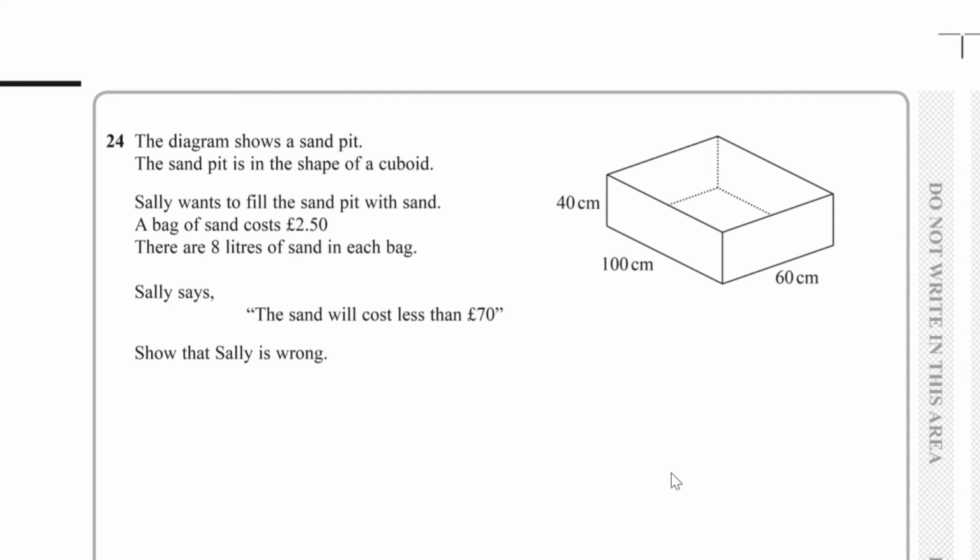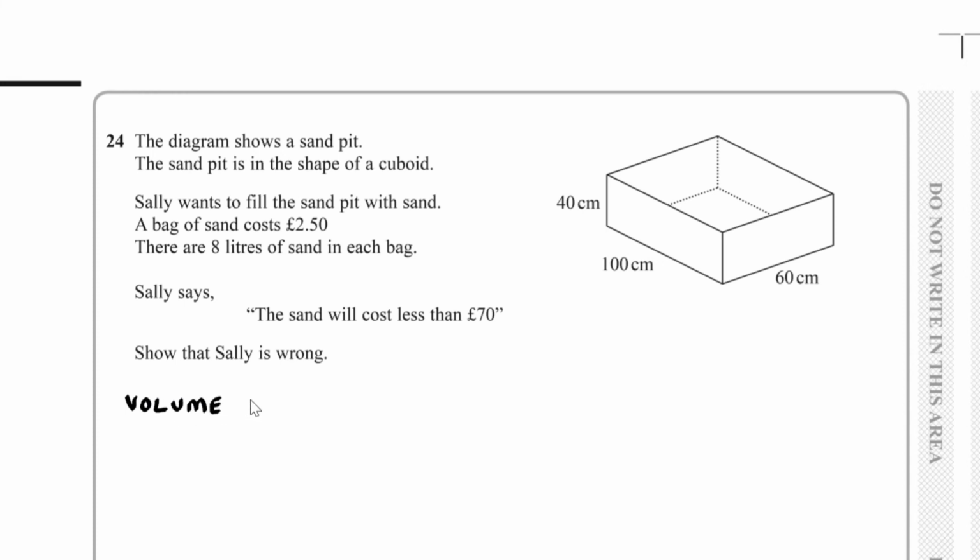Question number 24. The diagram shows a sandpit. The sandpit is in the shape of a cuboid. Sally wants to fill the sandpit with sand. A bag of sand costs £2.50. There are 8 litres of sand in each bag. Sally says the sand will cost less than £70. We have to show that Sally is wrong. First of all, we can find out the volume.